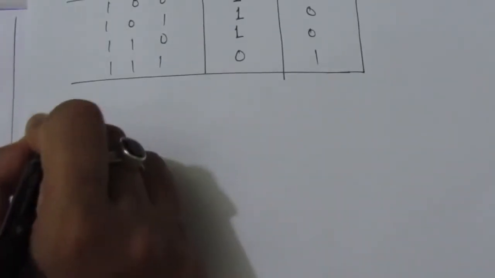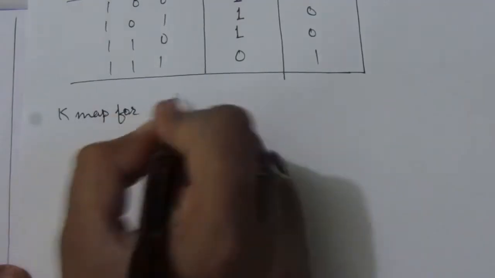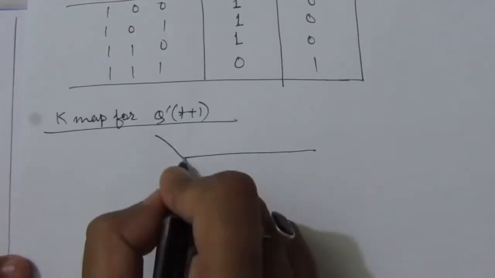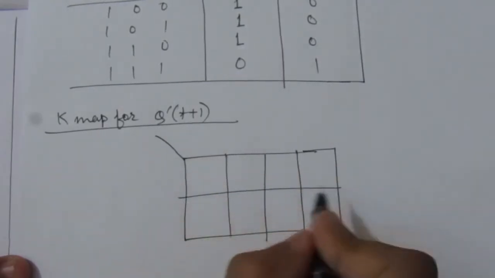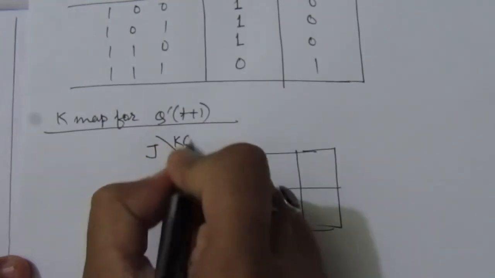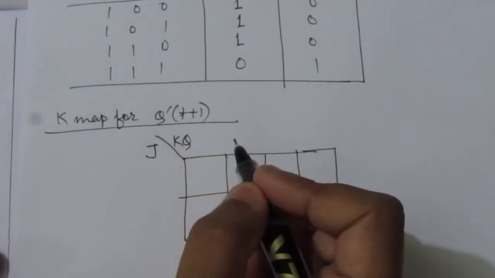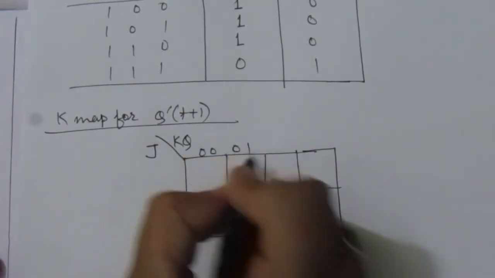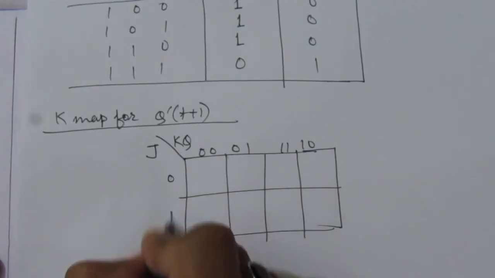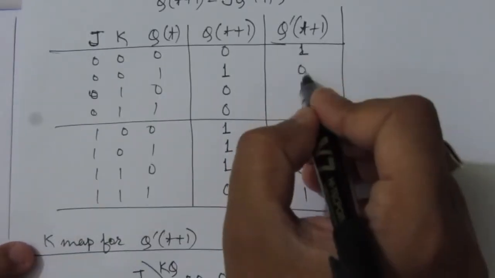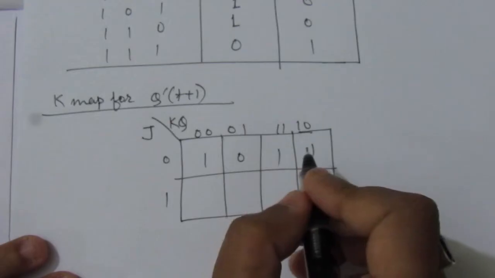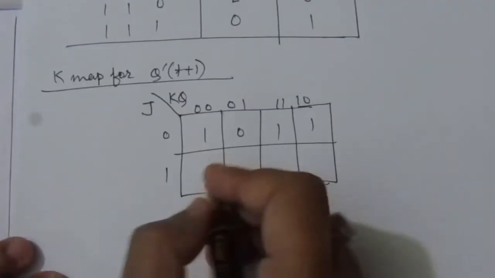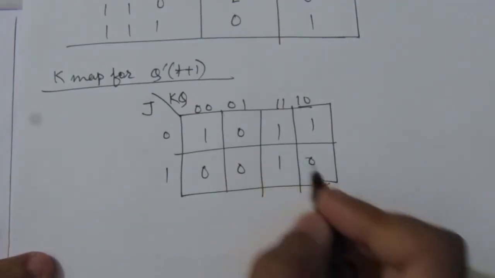Now let us make this K-map for Q complement of t+1. So we have three variables, J, K, Q. Then we have 0 0, 0 1, 1 1, 1 0. This is similar to the previous cases. Now let us put these values: 1, 0, 1, 1. Then we have 0, 0, 0, 1. So how can we combine?